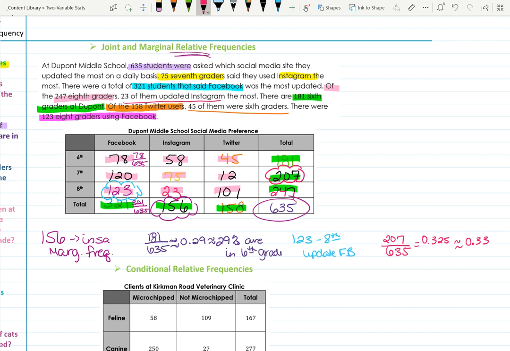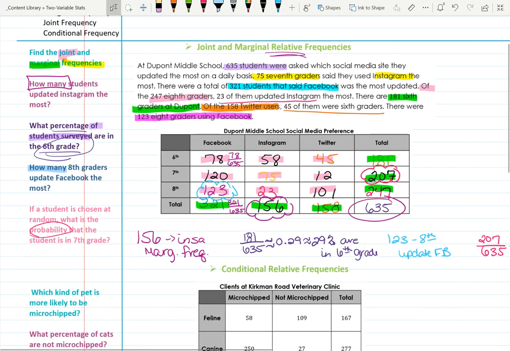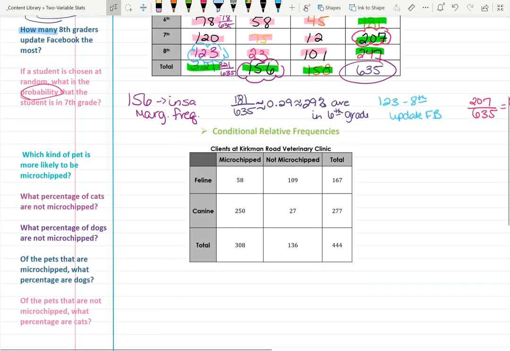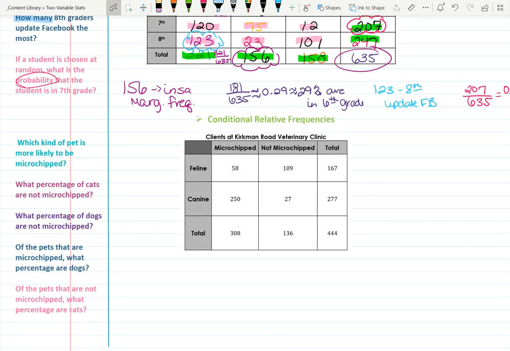Okay, so joint and marginal relative frequencies. Those are always relative to the whole, relative to the grand total. We have another type of relative frequency, and that's dealing with conditional. So conditional relative frequencies aren't out of this grand total. They're out of one of the marginal totals. So looking here, we have clients at Kirkman Road Veterinary Clinic. So we've got dogs and cats and whether they are microchipped or not.